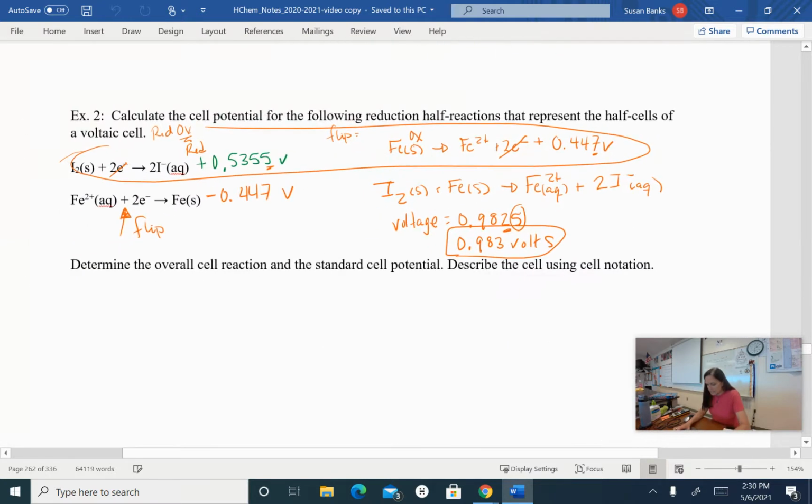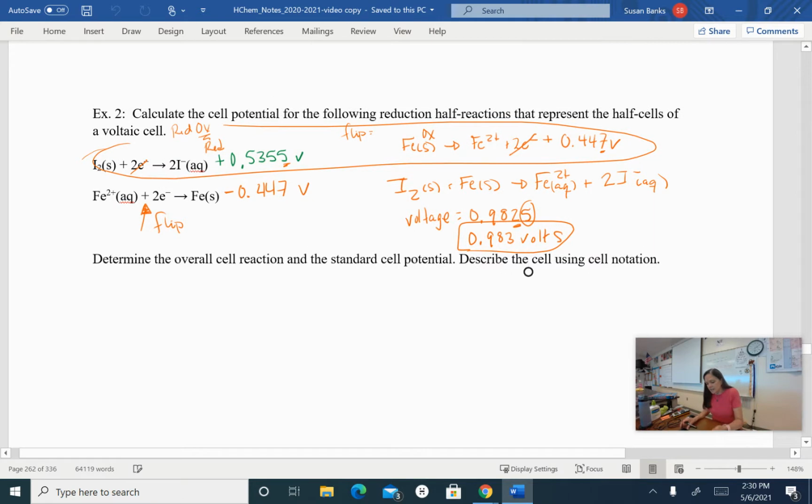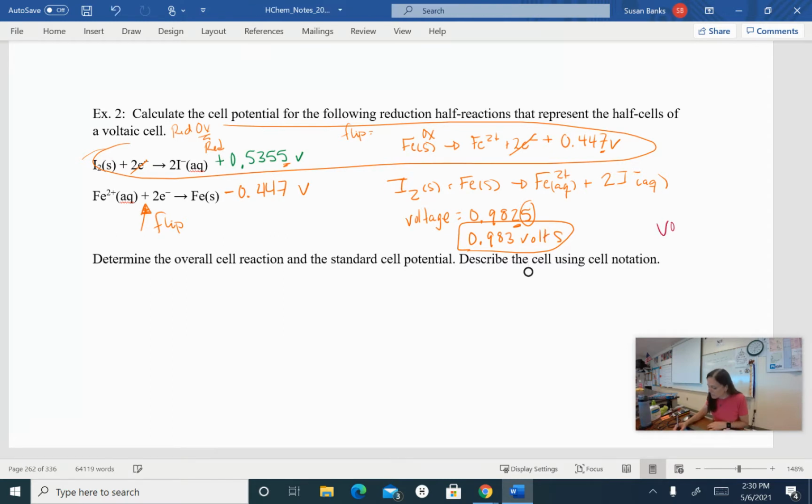this one that we just did last time, we had iodine and iron, and we also realized that, okay, if we did iodine, we had a positive 0.5355 volts, and if we did iron, we had a negative 0.447 volts. One of them we had to flip because these were both standard reductions. So we flipped the iron. So we used iron solid going to iron plus 2, and that gave us a positive 0.447 volts. So we added it together, we had a positive 0.983 volts. Okay, voltages to be spontaneous have to be positive. So if we want spontaneous cells, we have to have positive voltages.